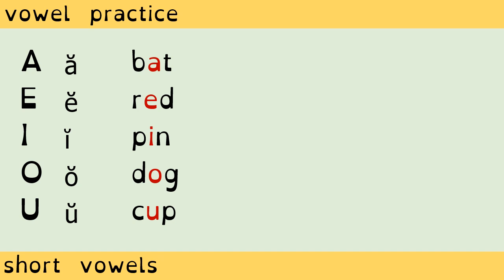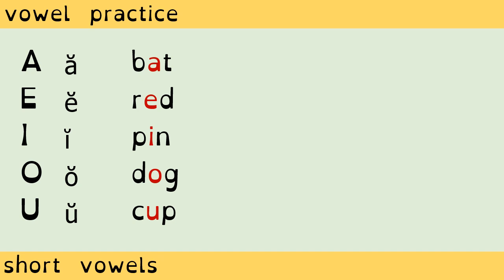The rule for short vowel sounds is this. If a vowel letter in a syllable is followed by a consonant, it takes a short vowel sound. In the first example, bat, we can see that the A is followed by the T, so the A takes the short A sound. We also see that there is no E after the T.